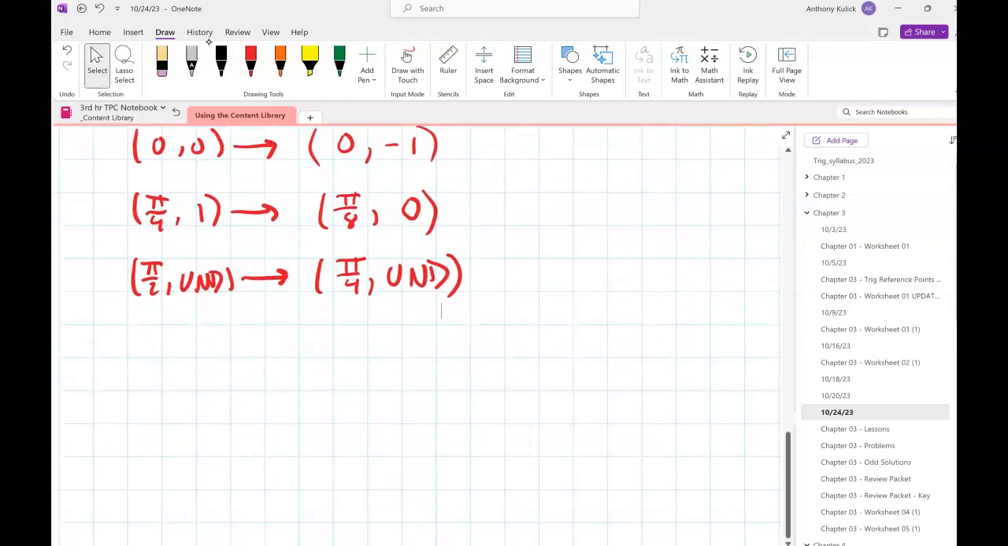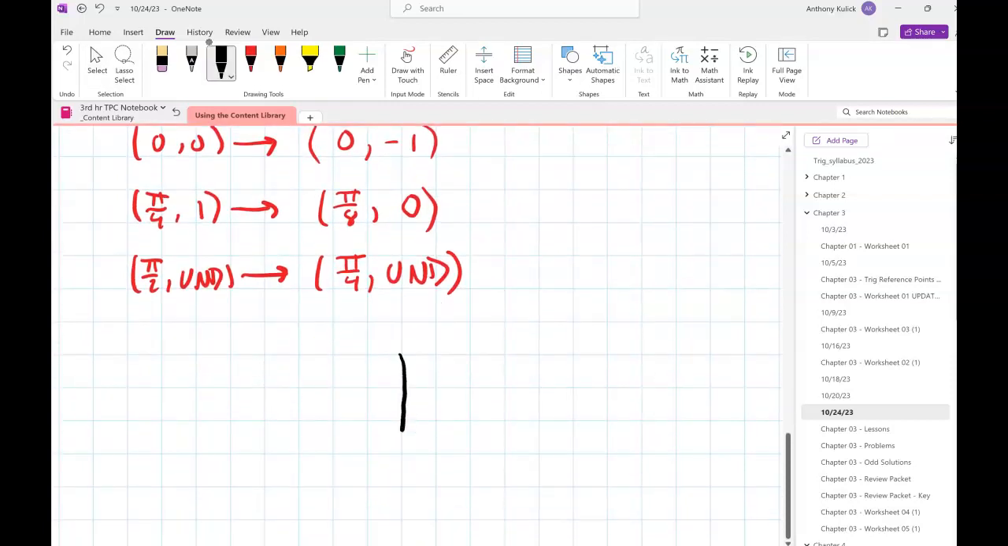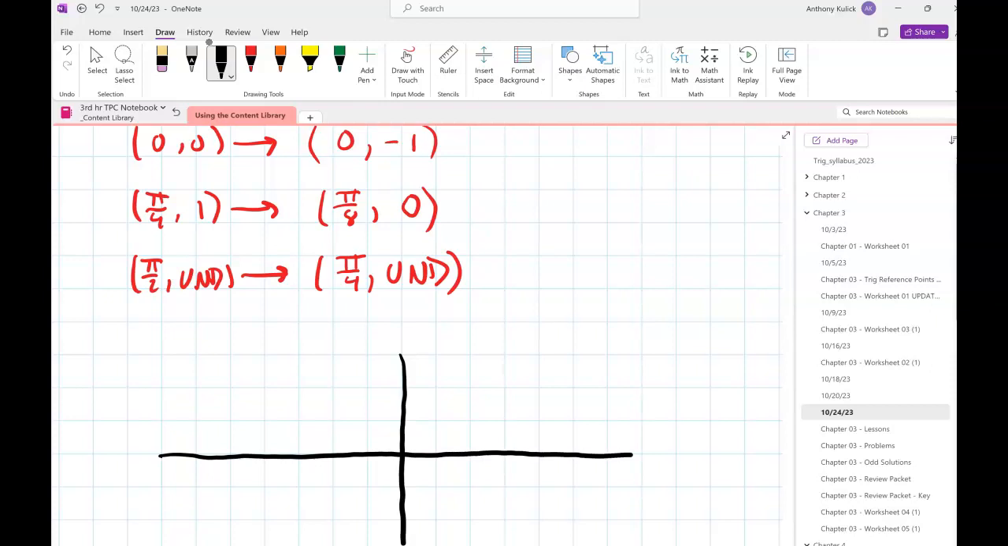So let's draw this graph, and maybe I'll put it on a scale from negative 2 pi to positive 2 pi. And I'll go by quarters here, I guess. 1, 2, 3, 4. 1, 2, 3, 4. 1, 2, 3, 4.